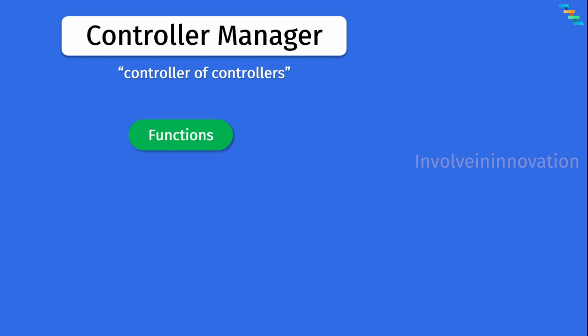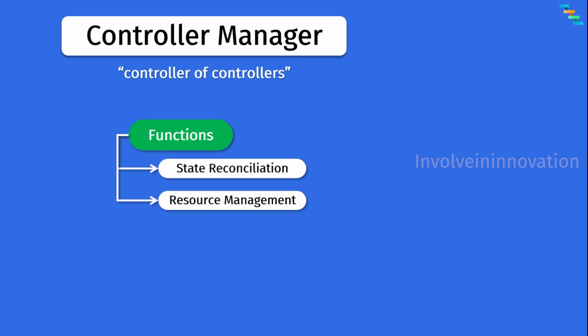The key functions of the controller manager are state reconciliation. The primary function of the controller manager is to ensure that the actual state of the cluster matches the desired state specified by the user through the YAML file. If there is a discrepancy, the controller takes corrective actions to reconcile the two states. And then resource management. Controllers manage resources like pods, nodes, replicas, endpoints, and more. These are all key topics which we will be covering later in the series.